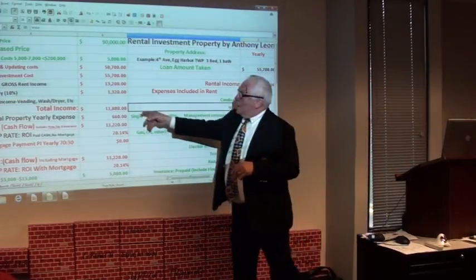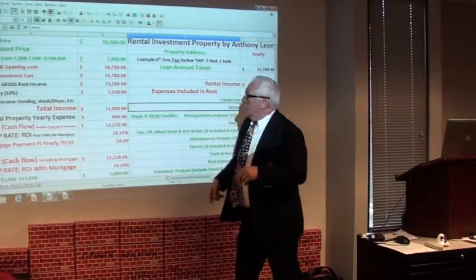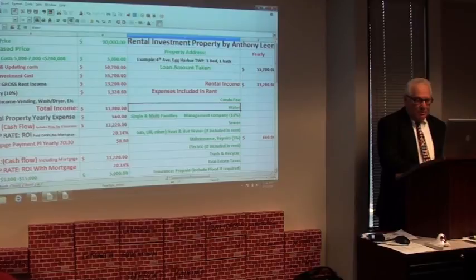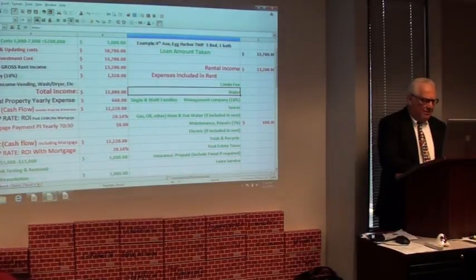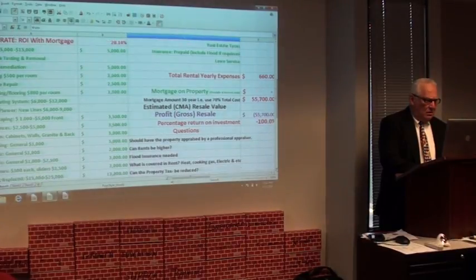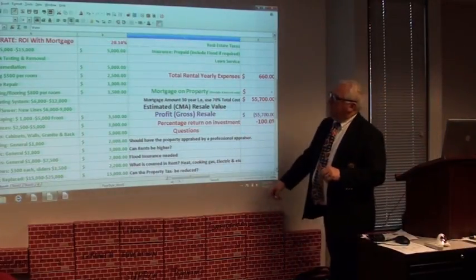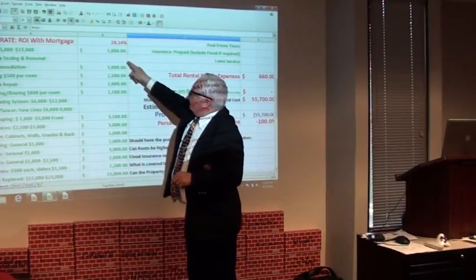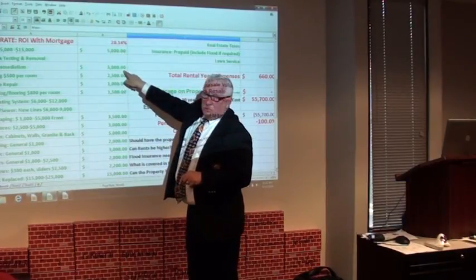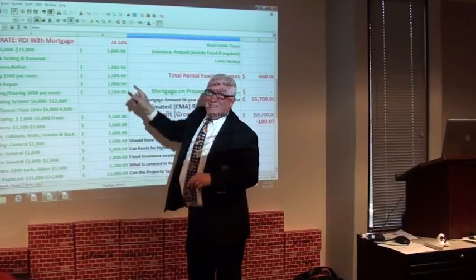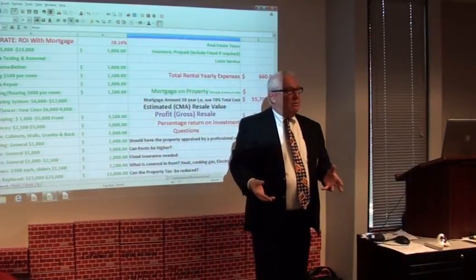Do we have any other income? No. Now this property is in bad shape. It's going to need a roof. There's no oil tank. There's mold on the property. So I plugged in some figures that I think would be reasonable.